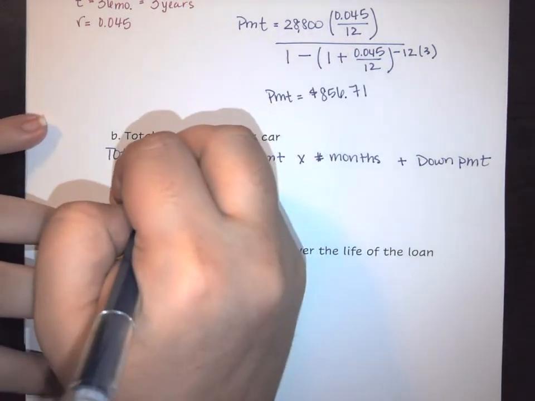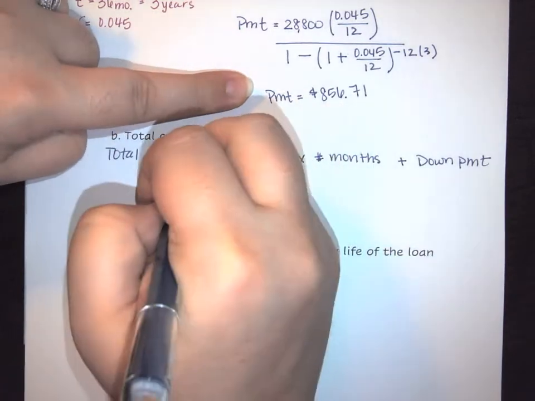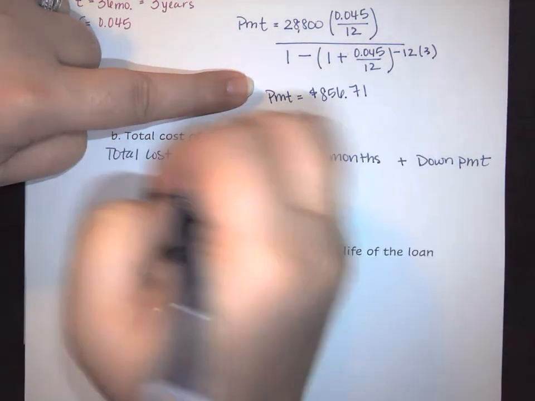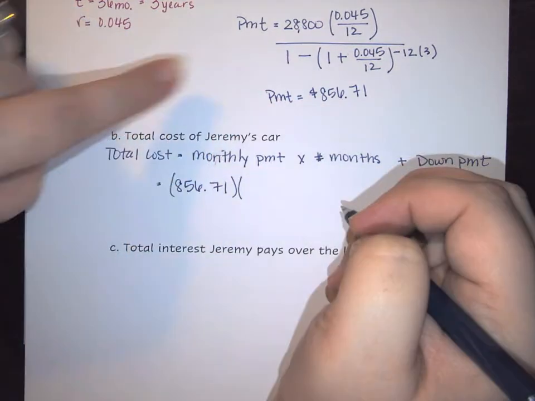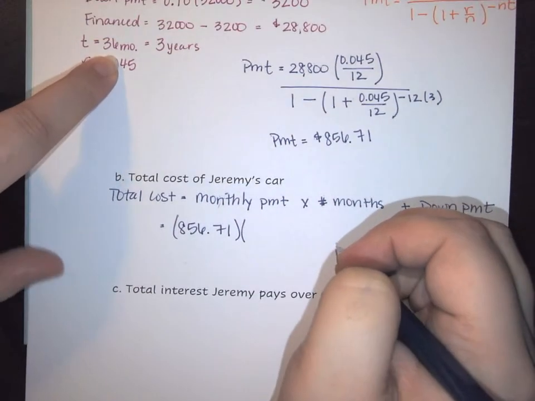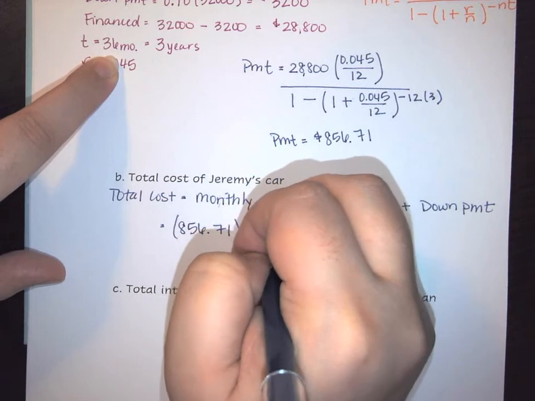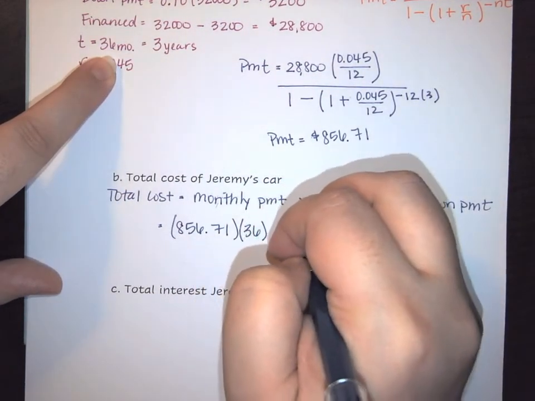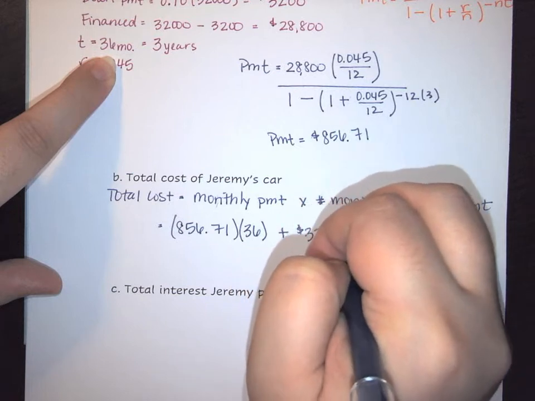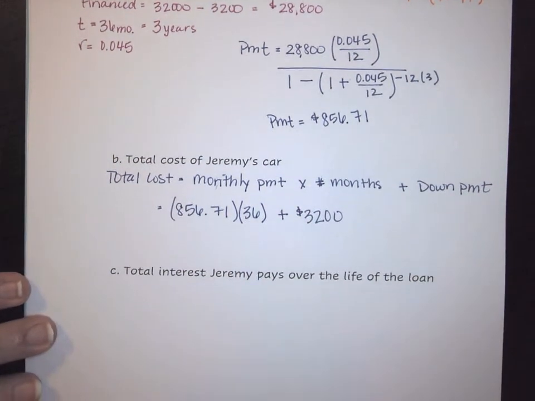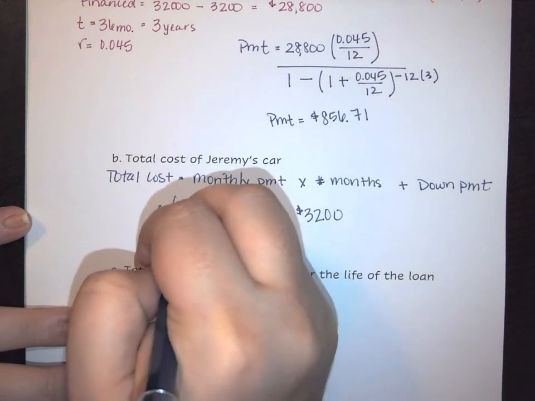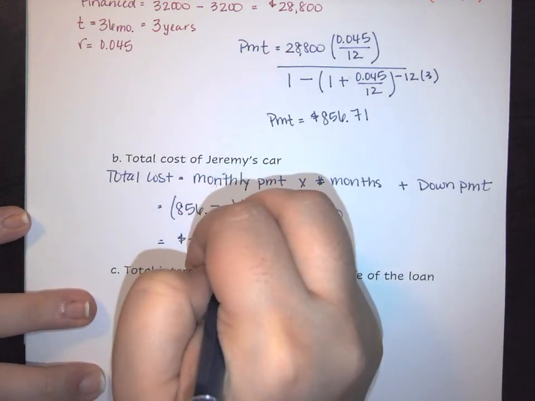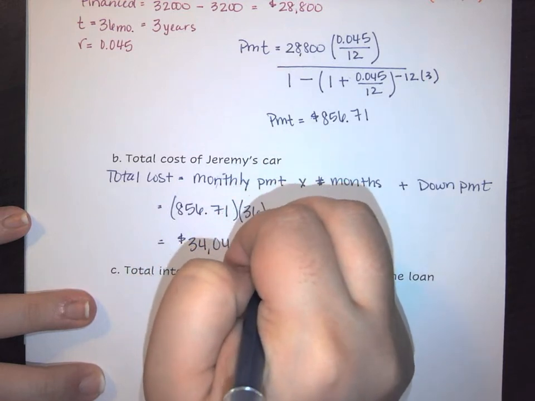So in our case, my monthly payment we just calculated was $856.71. We are going to multiply this by the 36 months that we made our payment. And then we are going to add my down payment of $3,200. Okay. So when you do that, you come out with a total cost of being $34,041.56.